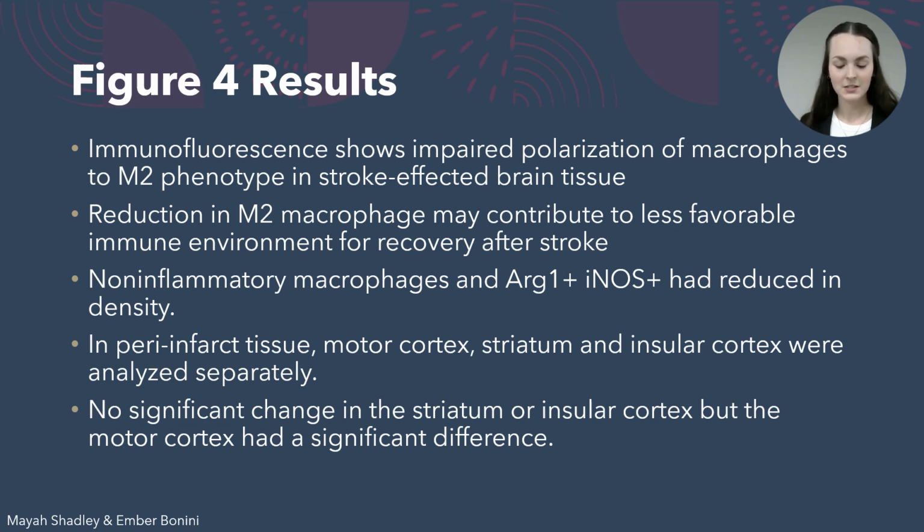So this immunofluorescent technique supports the hypothesis of these researchers by suggesting that hyperglycemia impairs the polarization of the macrophages toward the M2 anti-inflammatory pathway, which is the pathway that we want. Then the phenotype is also in that stroke-affected brain tissue, which is what we're trying to figure out, to protect the brain more than damage it.